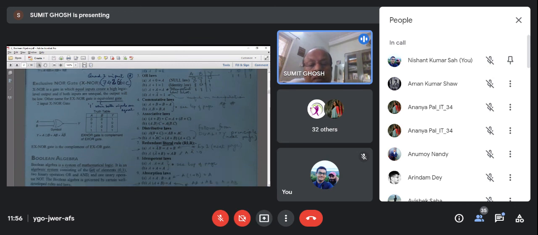Distributive law, just like in algebra, it is true here. A(B plus C) becomes AB plus AC. Here A plus BC you get from the first one. This is just inverting the AND and OR order. This is called the duality principle. I'll come to the rest later on. Okay.